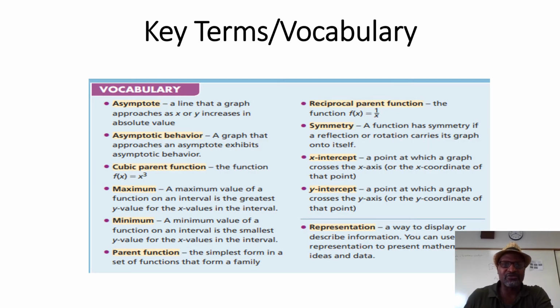Okay? And here's the rest of your vocabulary terms. You've got asymptote, a line that the graph approaches as x or y increases in absolute value. And a graph that approaches an asymptote exhibits asymptotic behavior. Matter of fact, any graph that has an asymptote behaves that way.